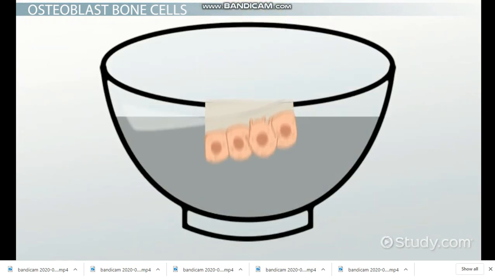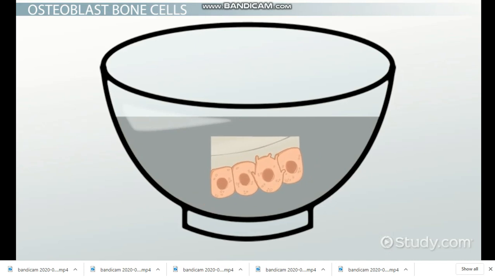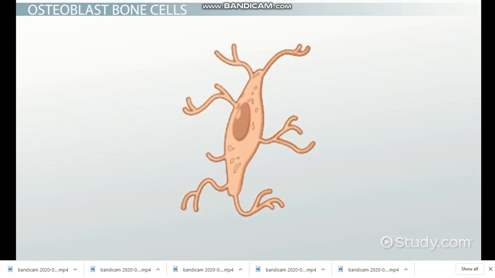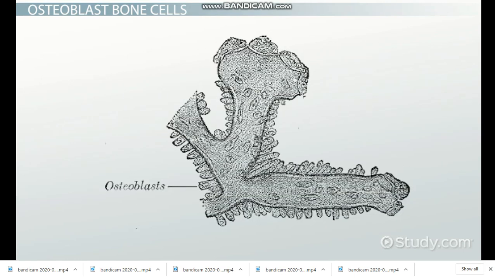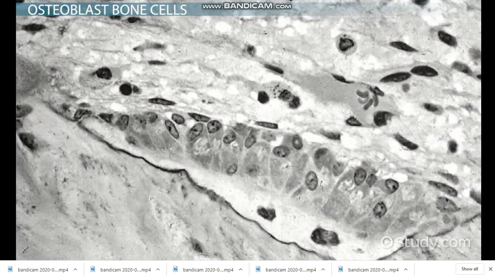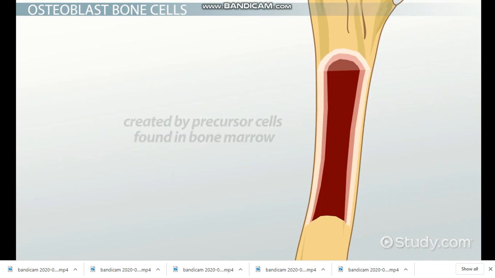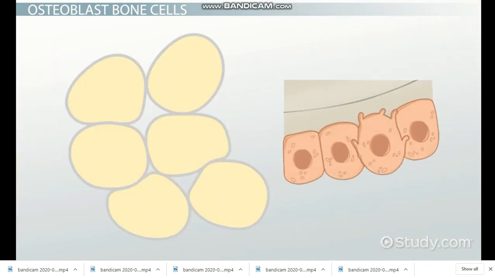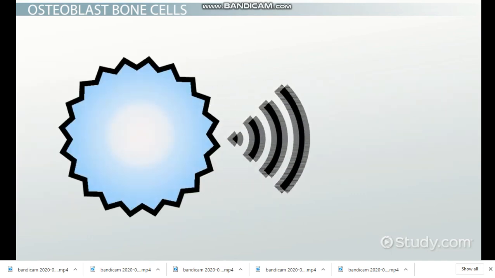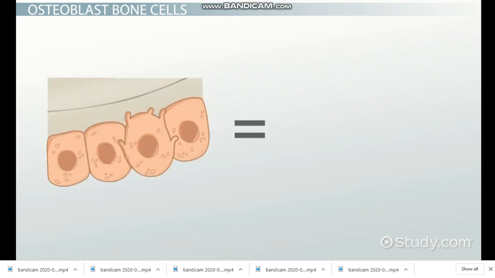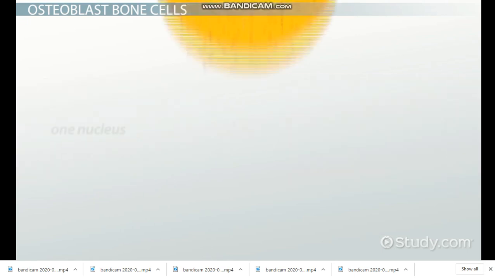After osteoblasts finish their job, some become trapped by the very matrix they produced. These cells differentiate into osteocytes, another kind of bone cell. Other osteoblasts remain at the surface of bones and differentiate into cells that line and protect the outer layers. Osteoblasts are created by precursor cells found in bone marrow, which can differentiate into either fat cells or osteoblasts, depending on what chemical signal is sent to them from other cells or glands. Therefore, osteoblasts resemble bone marrow cells in some ways, such as having only one nucleus.